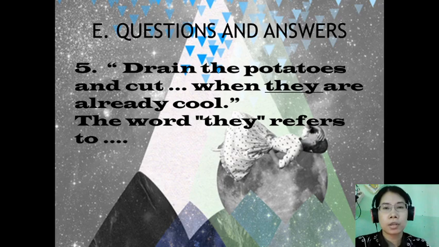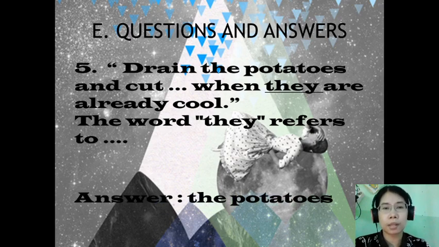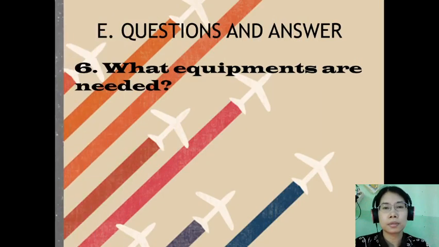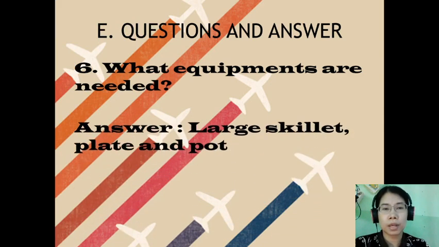Question number 5. Drain the potatoes and cut them when they are already cool. What does the word they refer to? Okay, the potatoes. So the word they can actually be used for nouns, kata benda. It's not necessarily people. Jadi bisa untuk kata benda yang bukan orang ya, non-living noun. Okay, number 6. This is very easy. What equipment is needed to make this dish? Correct: large skillet, plate, and pot.